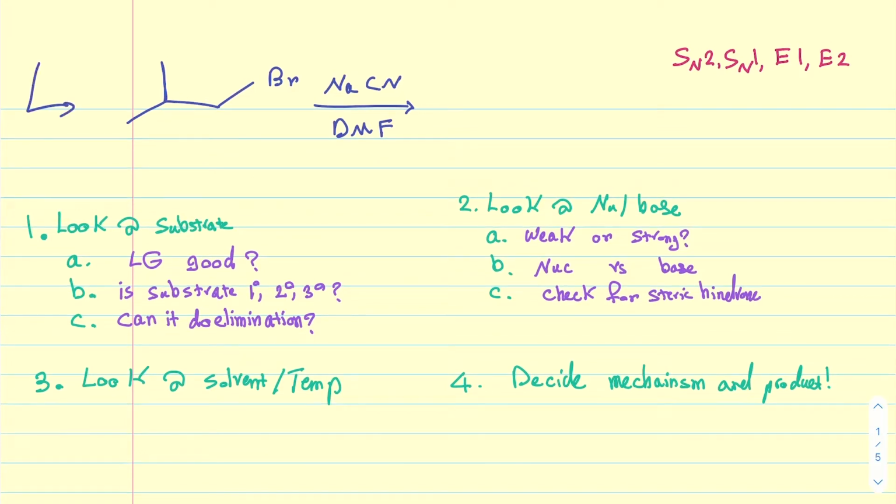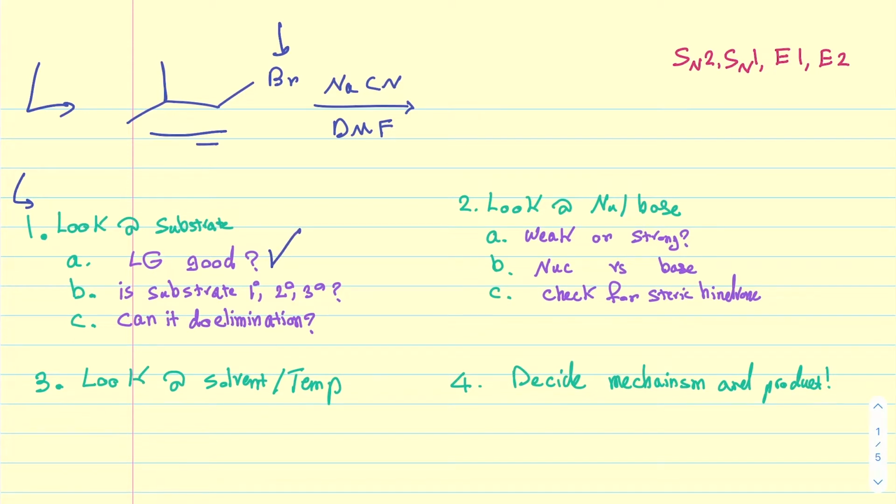Alright, so I'm given this reaction. I'm asked to draw the product and determine the mechanism for the reaction. Okay, so the first thing that I'm going to do is look at the substrate, the thing that has the leaving group on it. I want to make sure that it has a good leaving group. It has a Br on it, which is a good leaving group, so it does have a good leaving group.